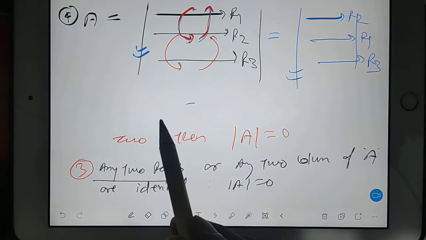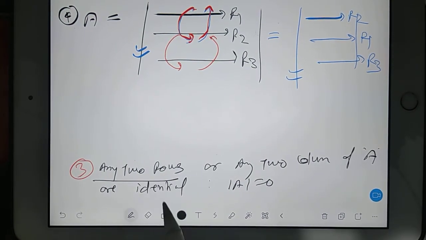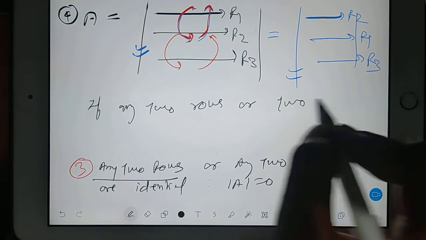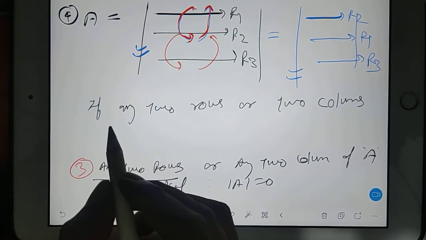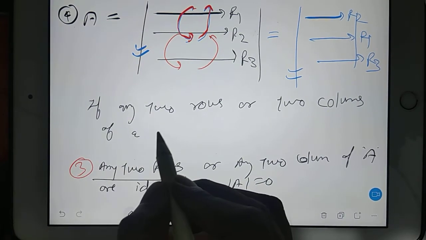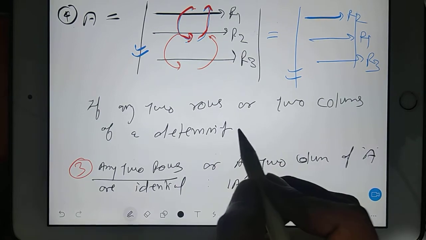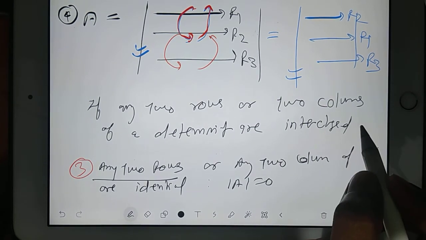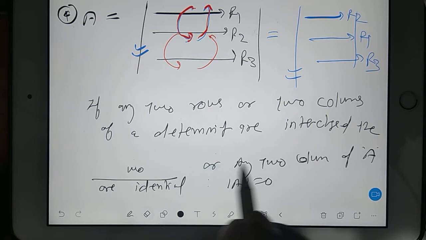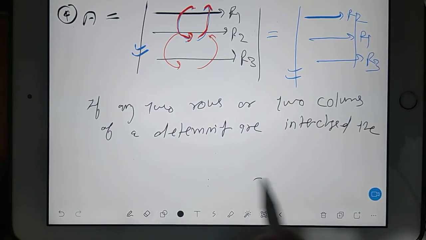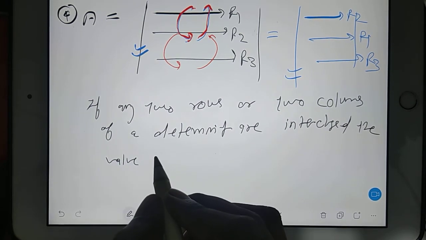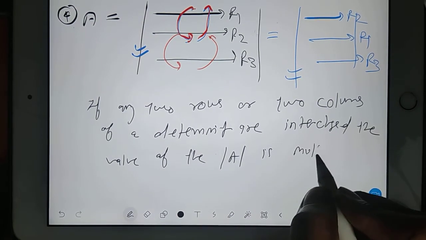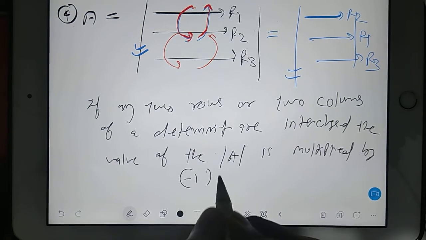So you can take this as a note. Take down this sentence: if any two rows or two columns of a determinant are interchanged, the value of the determinant of A is multiplied by -1. Simple. It is also valid for columns.